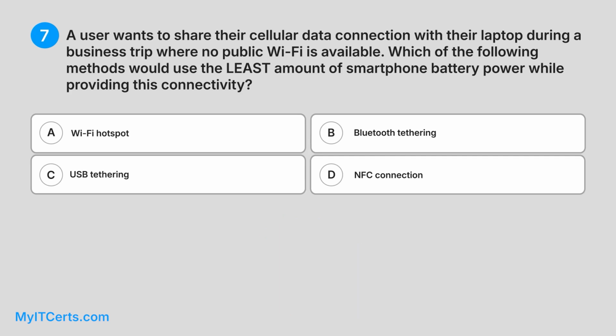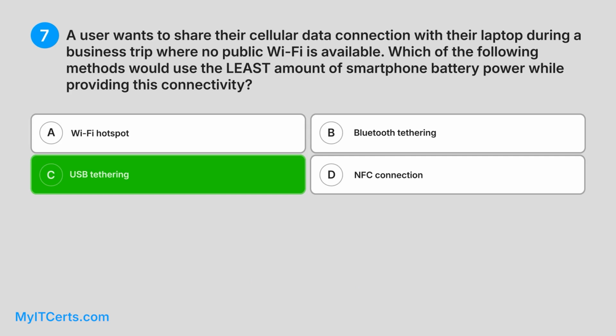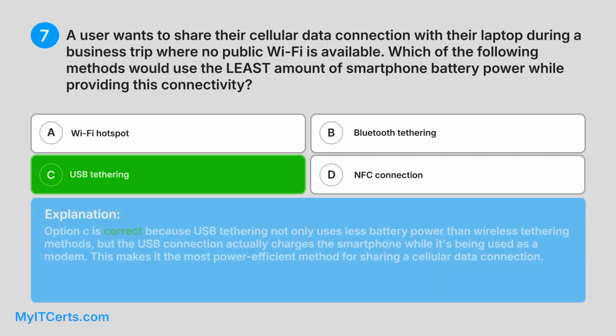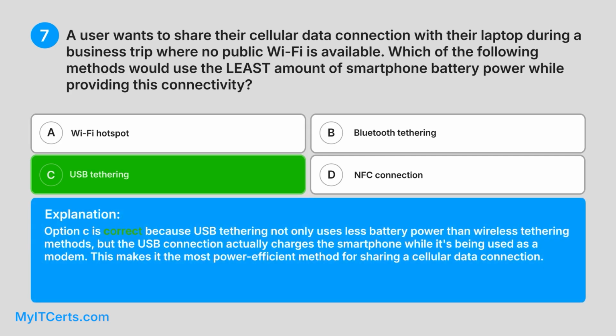Correct answer, C. USB tethering. Explanation. Option C is correct because USB tethering not only uses less battery power than wireless tethering methods, but the USB connection actually charges the smartphone while it's being used as a modem. This makes it the most power-efficient method for sharing a cellular data connection.